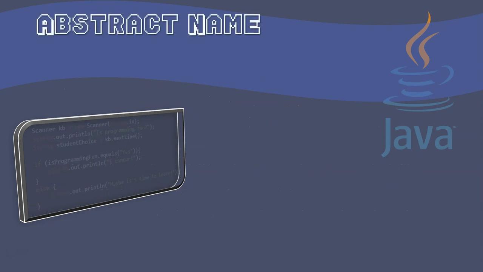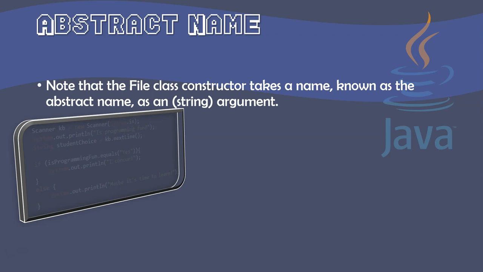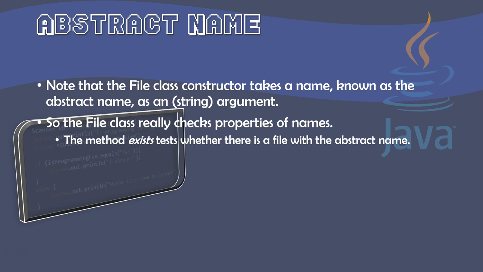Now, the File class, of course, has to deal with an abstract name. And what does that mean? Well, that means it's going to take a name, known as the abstract name, as a constructor argument, and it's going to pass that in as a string. So the File class really checks the properties, if you want to think about it, of names. There's a method for that, which is the method exists, and that's going to test whether or not there's a file with an abstract name.